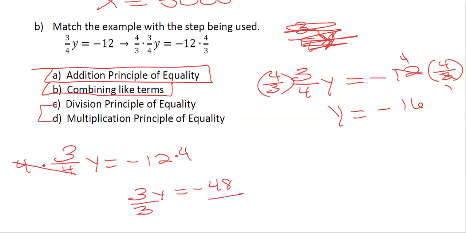Now let's divide both sides by 3, and I got y is equal to 48 divided by 3, and don't forget negative divided by positive, so it's negative 16. So I'm going to say it's true for both C and D because we can work it 2 different ways, using just multiplication and using multiplication and division.